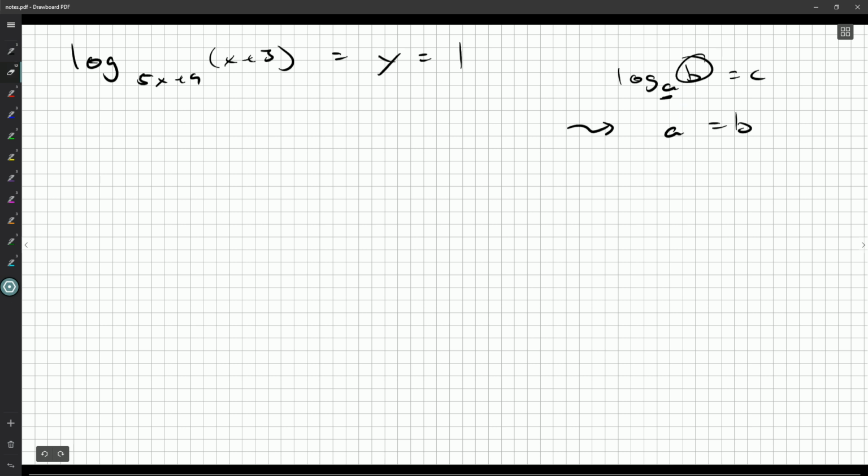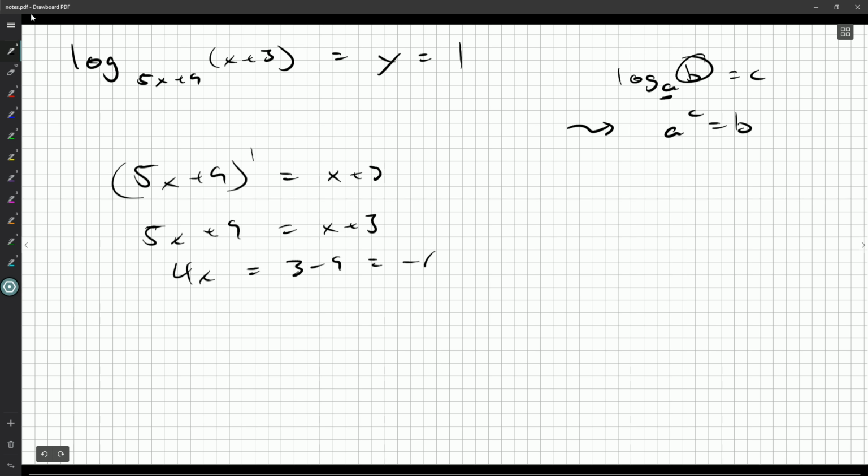So if you have a nice complete equation like this, you can always rearrange it to something you're a bit more comfortable with. You're likely to be more comfortable with exponential statements. So then 5x plus 9 to the 1 is x plus 3, which is just 5x plus 9 equals x plus 3. So 4x equals 3 minus 9, which is negative 6.